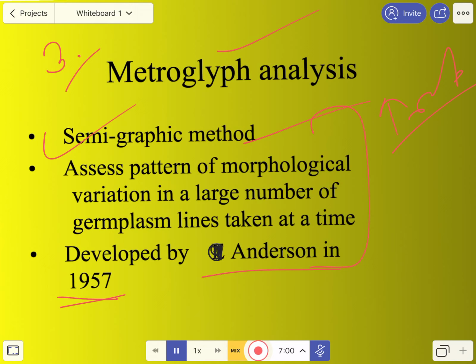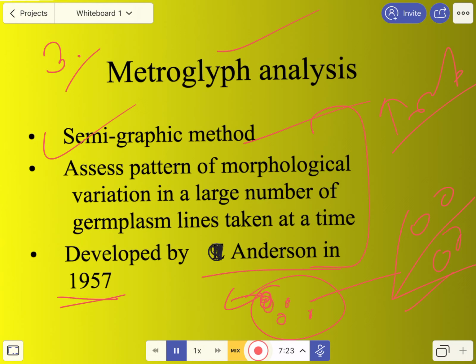Analysis is possible for both replicated as well as non-replicated data, and the pattern of variability is represented by glyphs on the graph. Now what is a glyph? Glyphs are small circles by which the position of a genotype or line is represented on the graph.